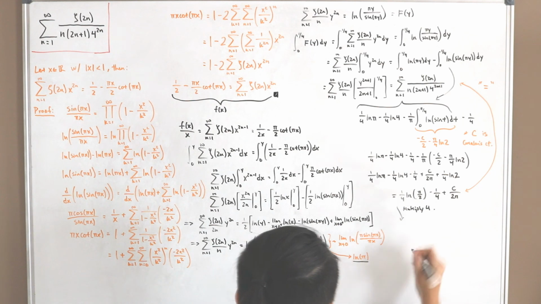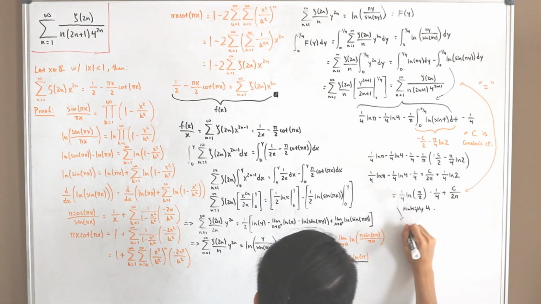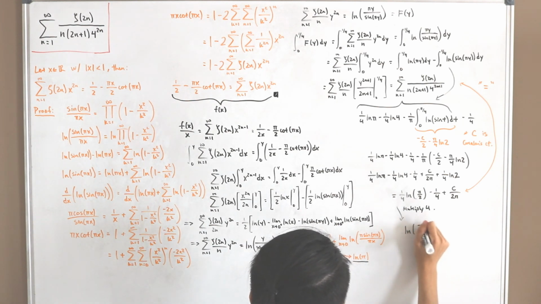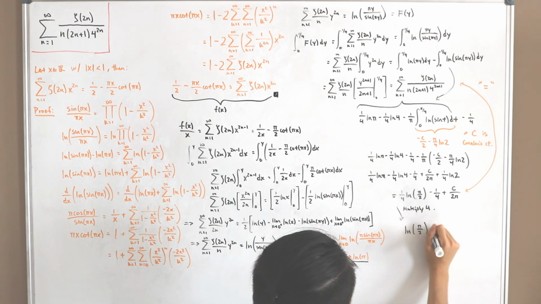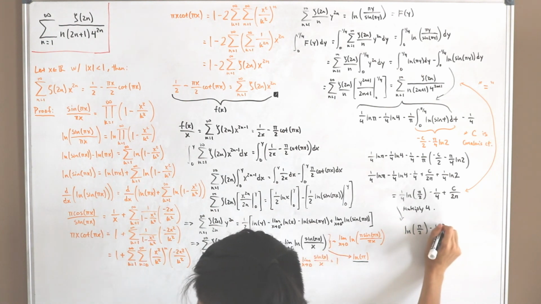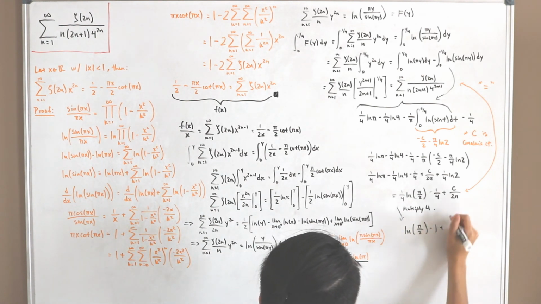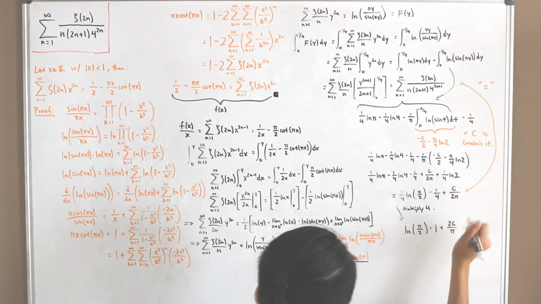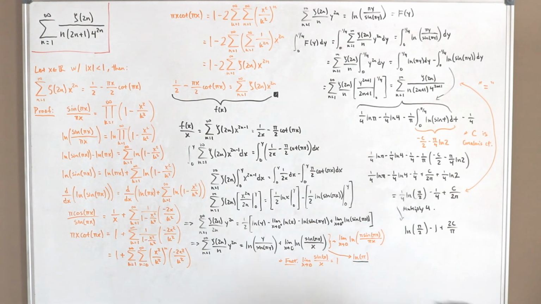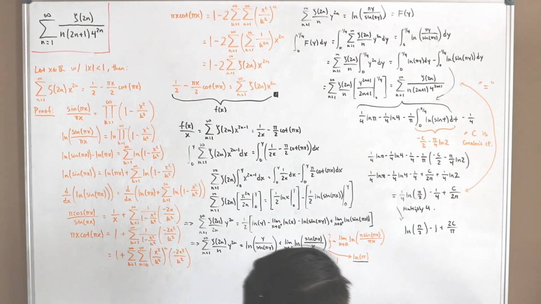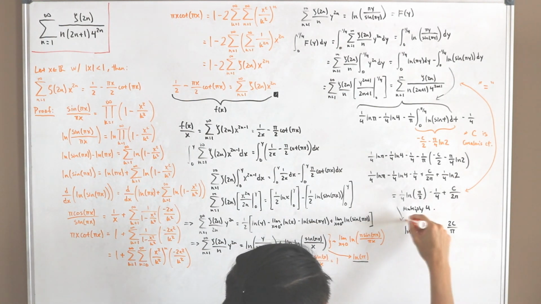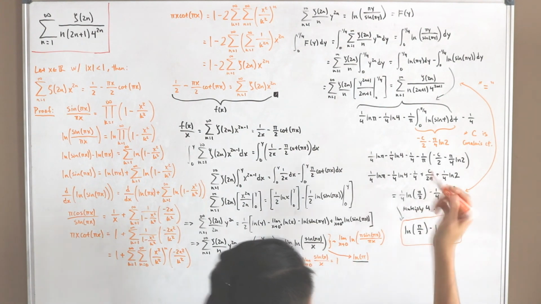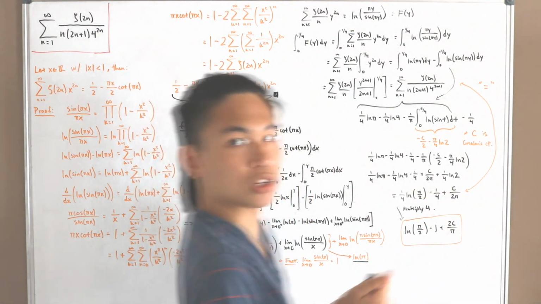So then we get that the final answer is just ln of pi over 2 minus 1, and then plus, let's see, 4, so that means this will be 2 times c divided by pi, like so. And there we have it, the final answer in this orange box. Alright then. Now that's pretty cool if you ask me.